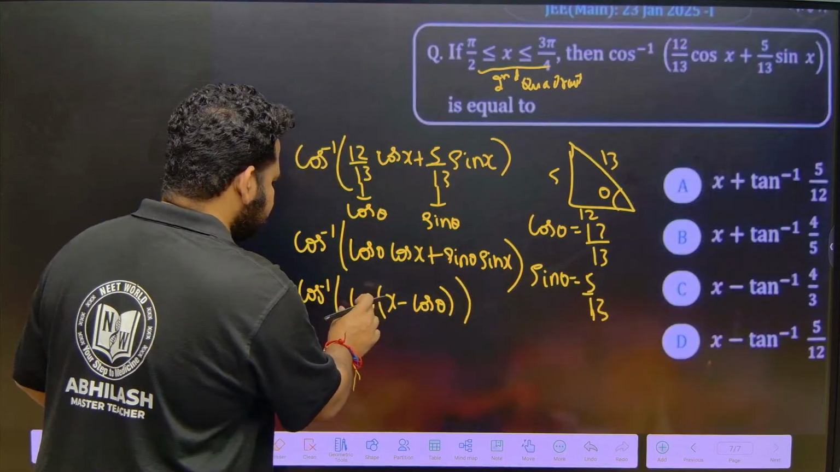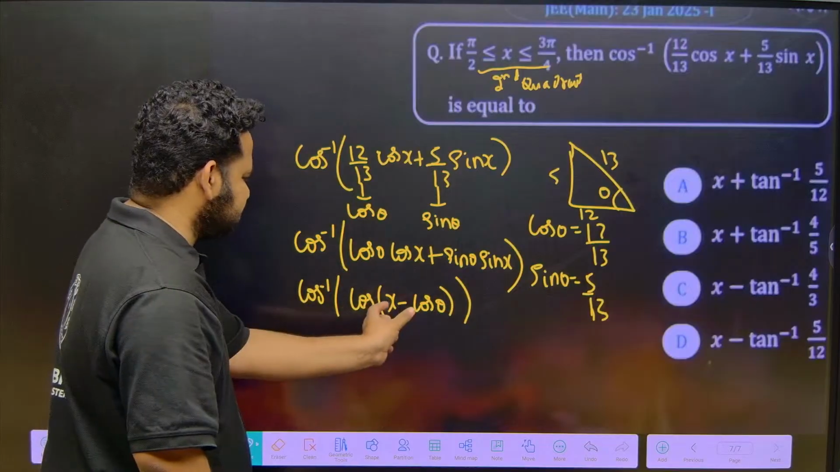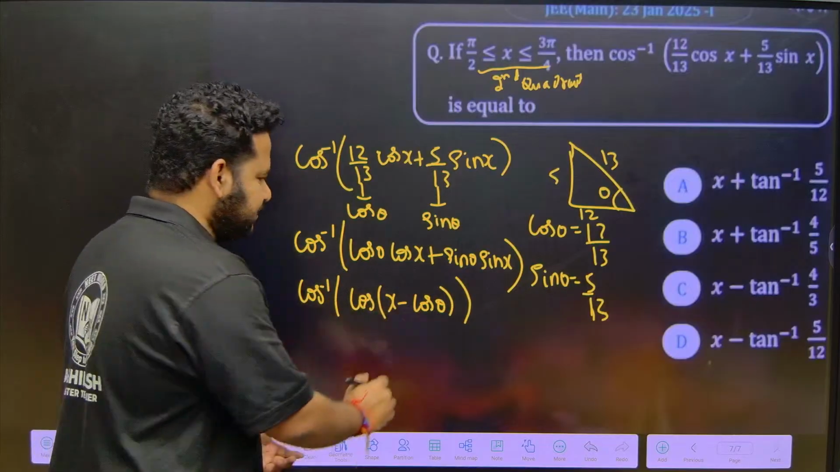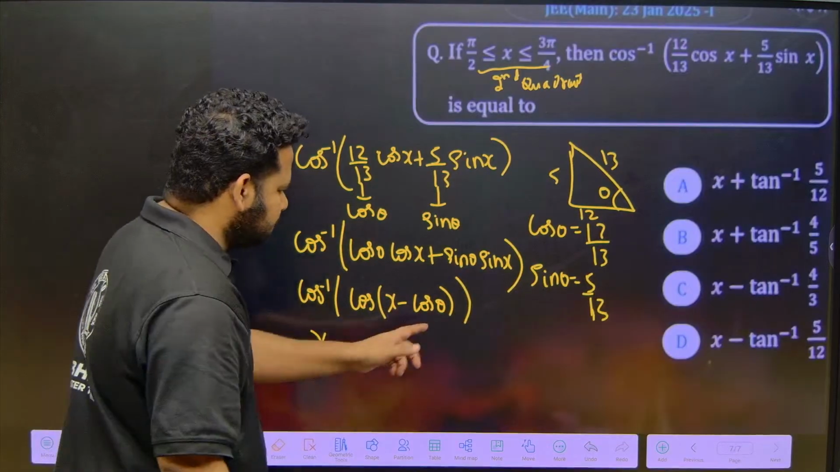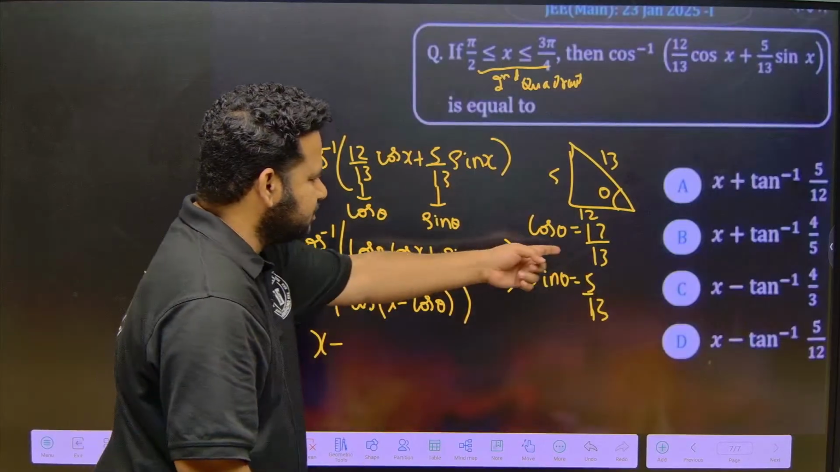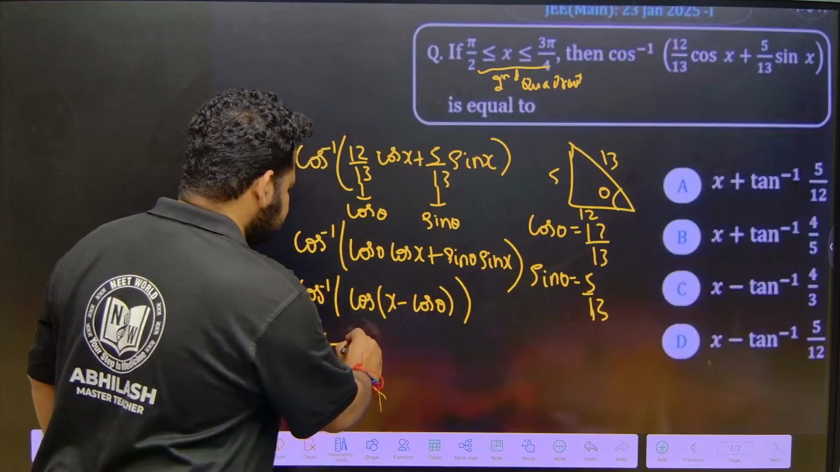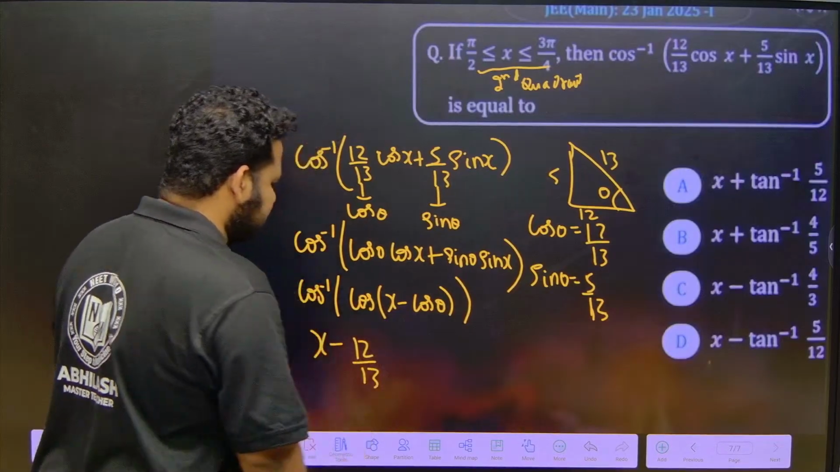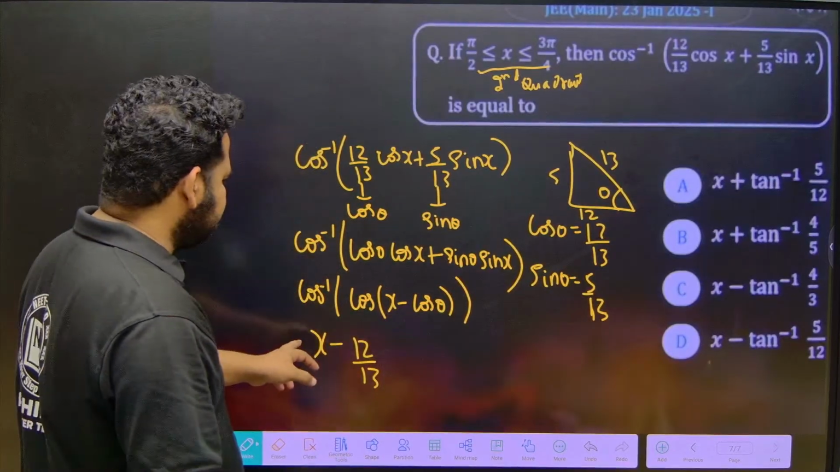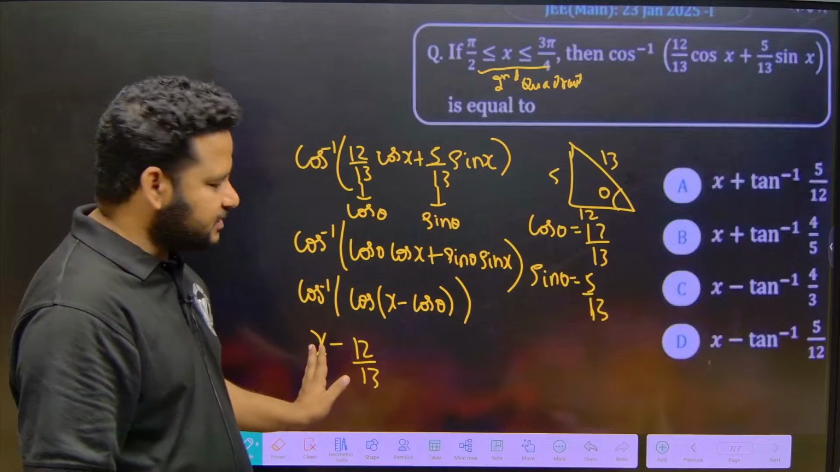So cos inverse of cos, this is nothing but what? Cos inverse of cos theta is nothing but theta itself, that is nothing but x minus theta. Instead of writing x minus theta, let me write what the theta value is. Cos theta value is 12 by 13. Yeah, definitely we got it as x minus 12 by 13.